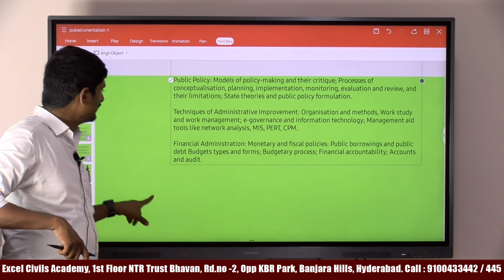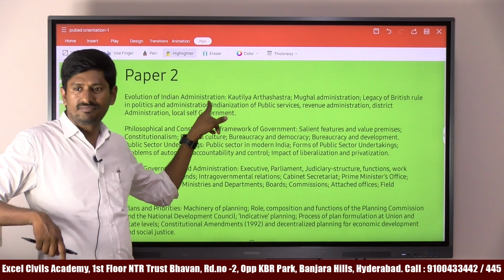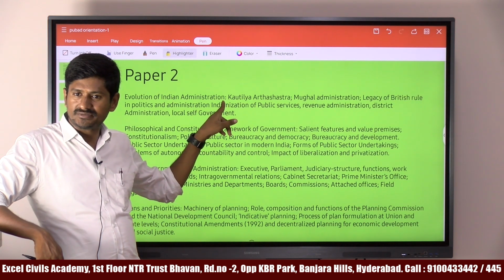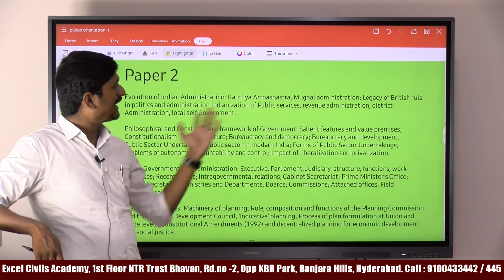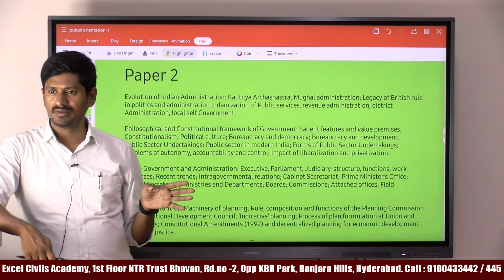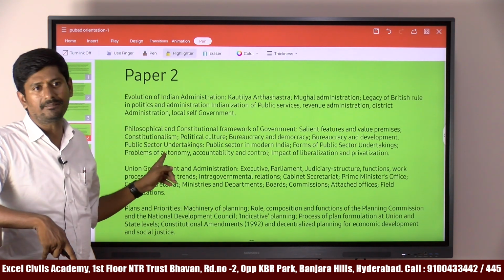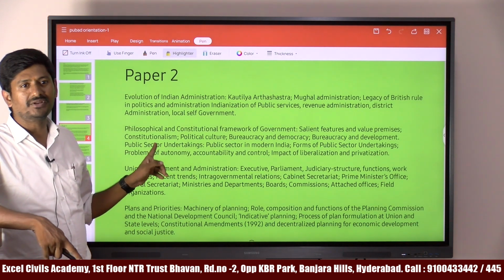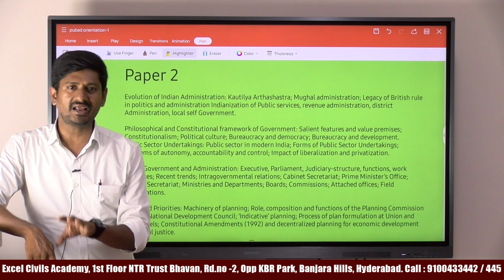Okay, right. So next, paper 2. Paper 2 contains evolution of administration. So what was the system of administration in the ancient times, medieval times, and the legacy of the British rule? Whatever we study in the governance portion, the same type of syllabus is there in public administration paper 2. But we will be having a deeper understanding of every aspect.